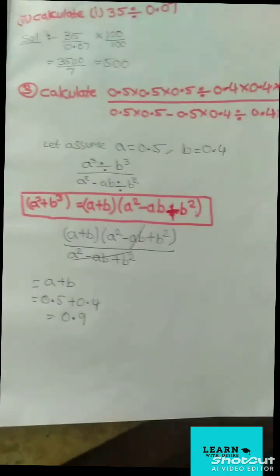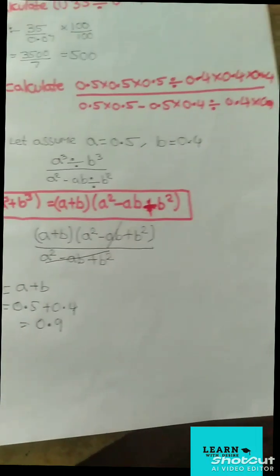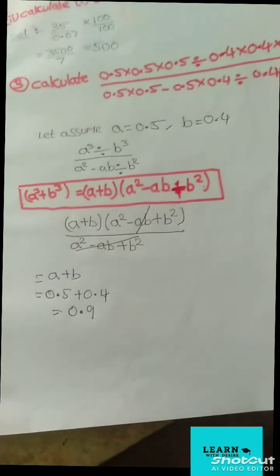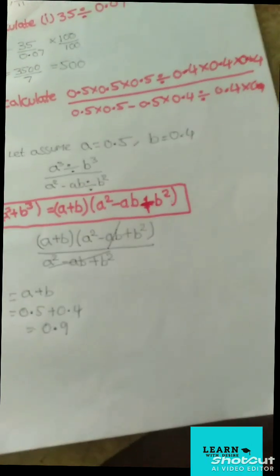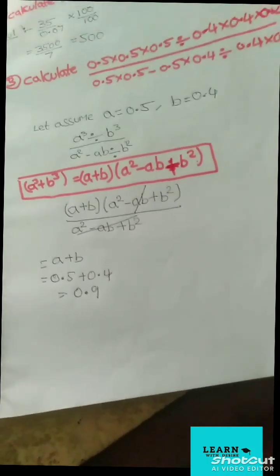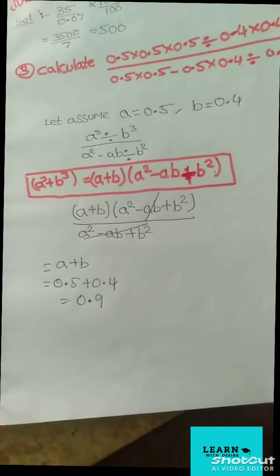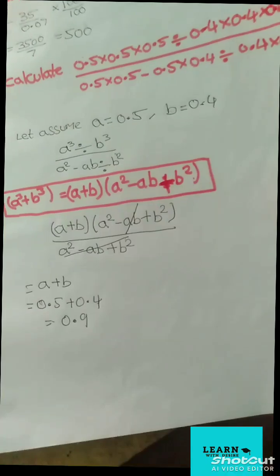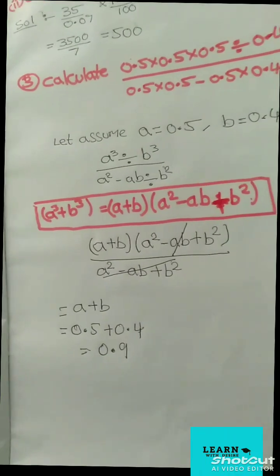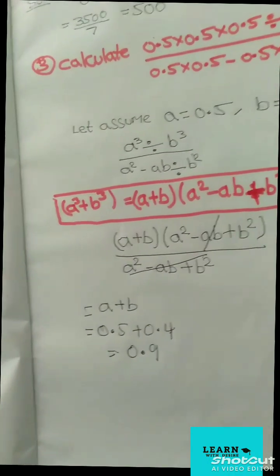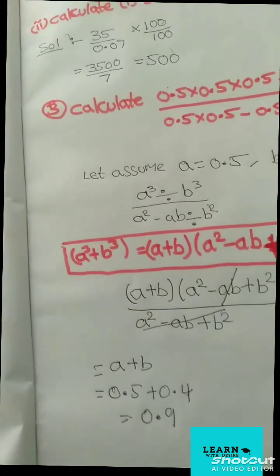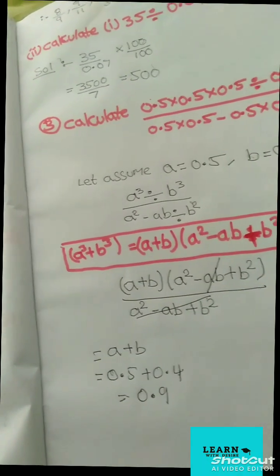Now, the third question is calculate. Here the question is like this. We have to assume 0.5 as A and 0.4 as B. Why? Because here there are only two numbers. That's why we assume 0.5 as A and 0.4 as B. If we arrange the variables according to the question, then the format will become like this: A cube plus B cube, whole divided by A square minus AB plus B square.